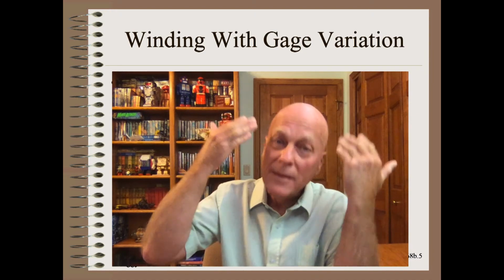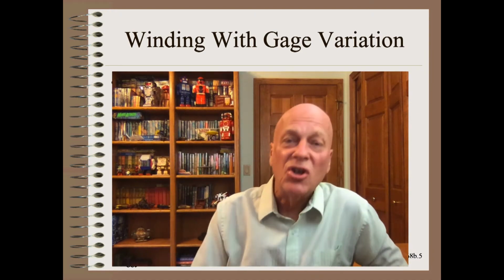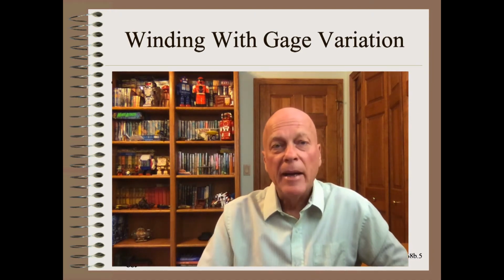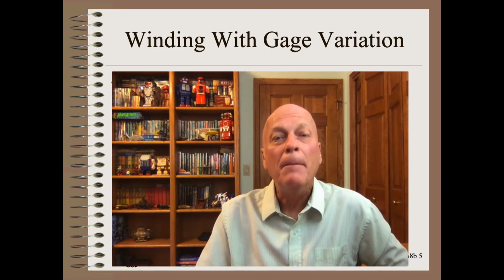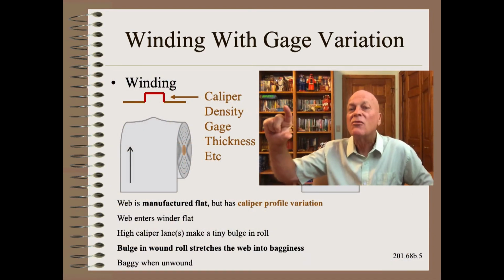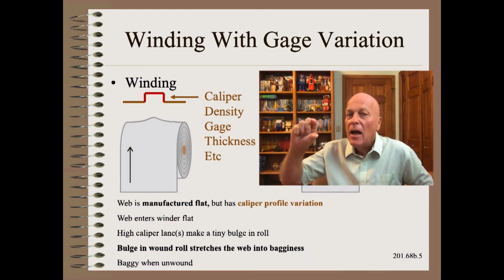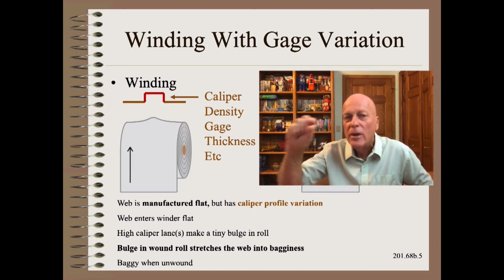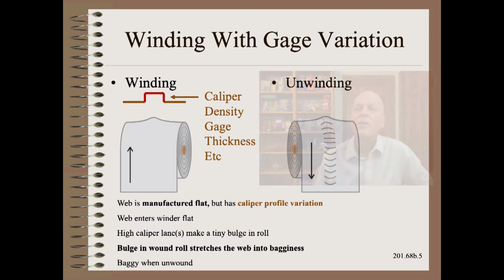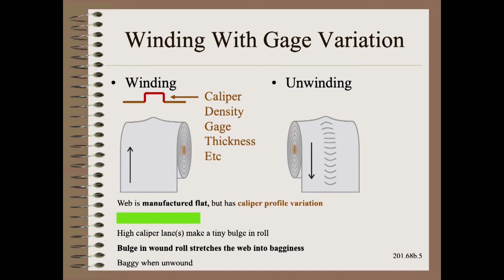At the great risk of jumping to conclusions, most bagginess is caused by web formers or web converting processes that make an uneven thickness profile. This extra thickness in one lane builds to be a very tiny ridge of extra diameter, which then stretches the web into bagginess in the wound roll. In other words, flat in, but with varying thickness going in, baggy going out.